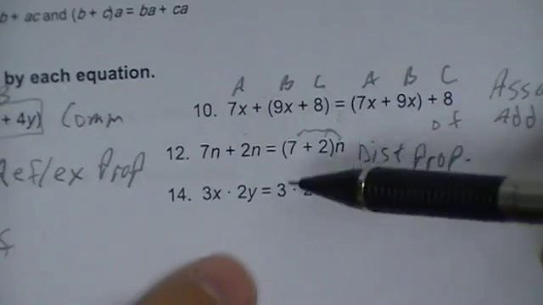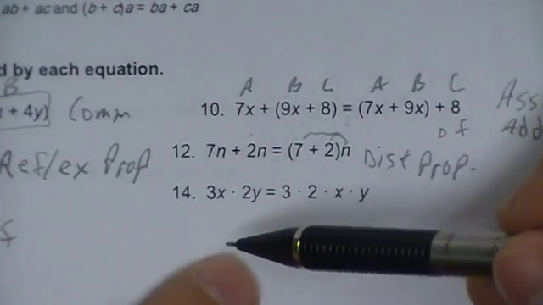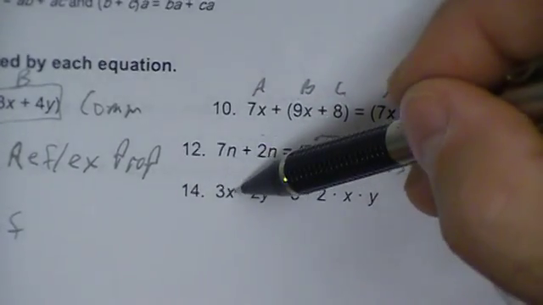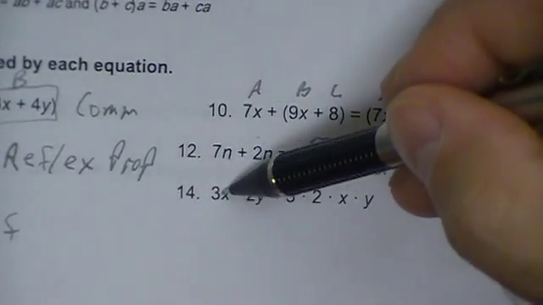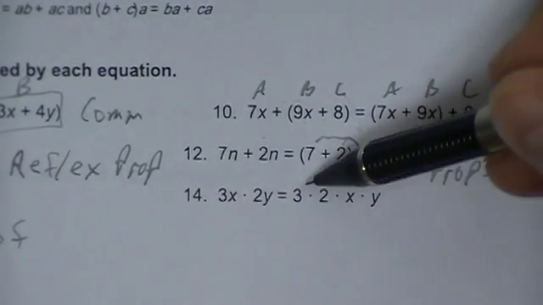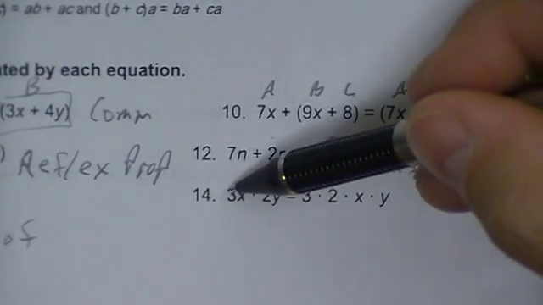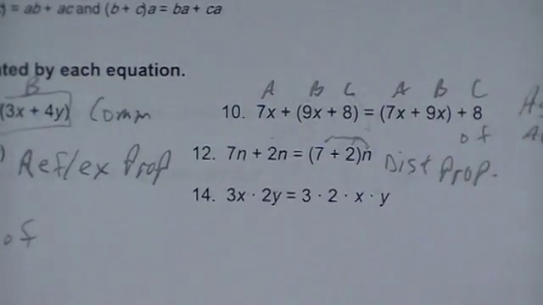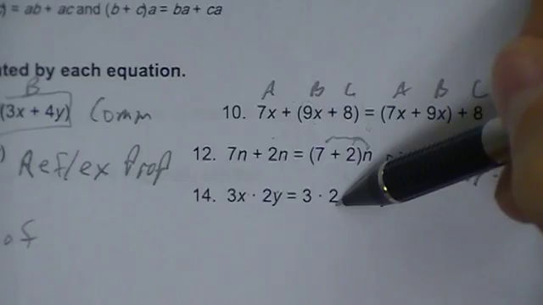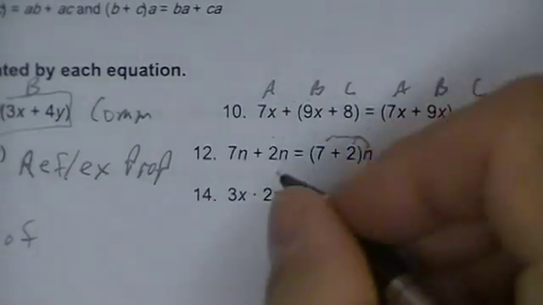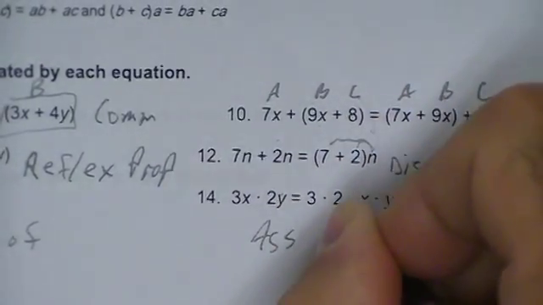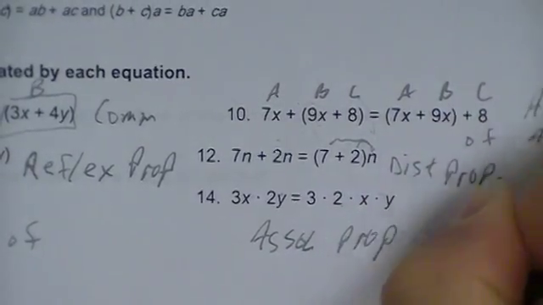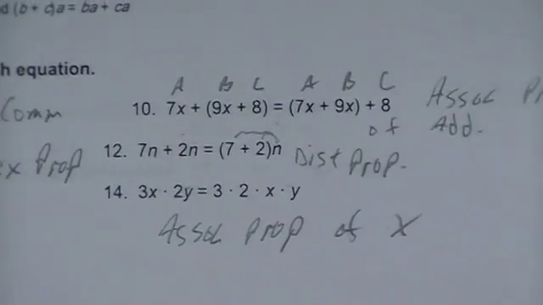14, all right? So here you've got 3 times x times 2 times y. Well, does order matter when you multiply? No, this is still 3 times 2 times x times y. This is still 3 times 2 times x times y. Order doesn't matter when you multiply. So this is associative property of multiplication. Okay.